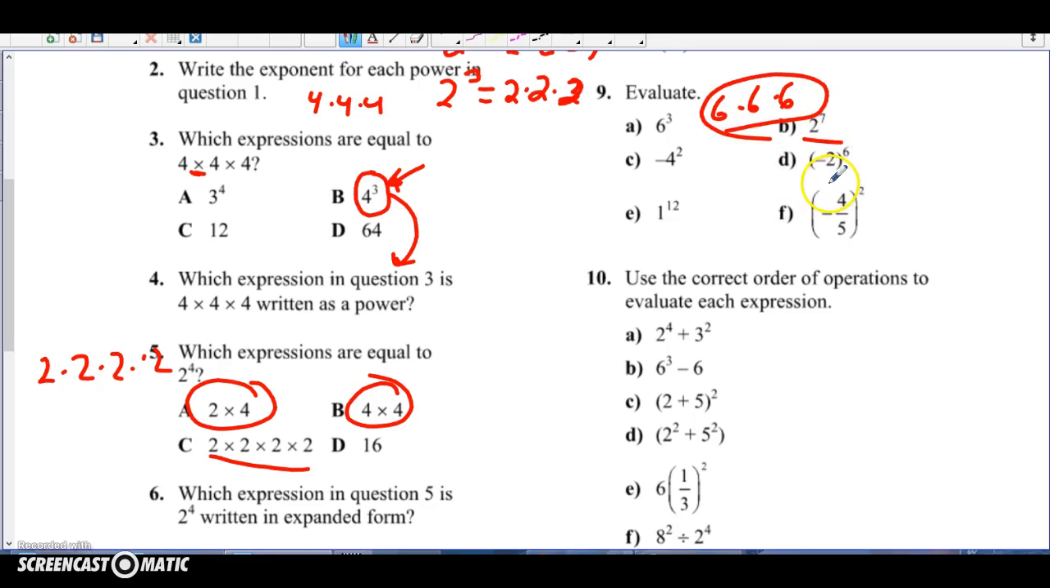Okay, 2 to the 7, 2 times 2, keep going. You can also use your calculator. What you're looking for is the button that looks like this, x to the y, or y to the x, or this thing which we call hat.